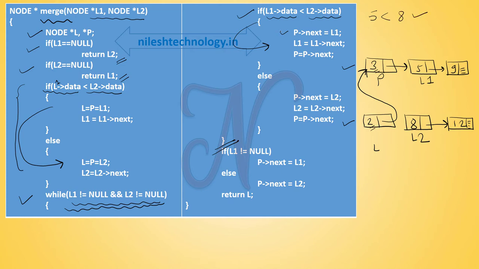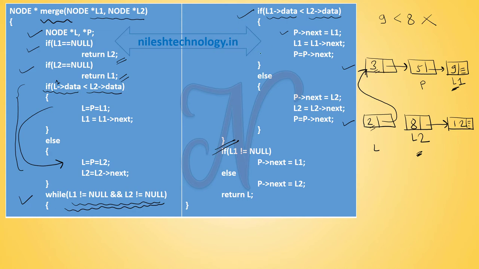Again going to the if: P of next is equal to L1, which is already pointing. Then L1 equal to L1 of next, so L1 is here. Then P equal to P of next, now P is going to next. This is your P. Again the while loop, L1 is not equal to null, L2 is not equal to null, true. Check the if condition: L1 data is 9, is it less than 8? False.